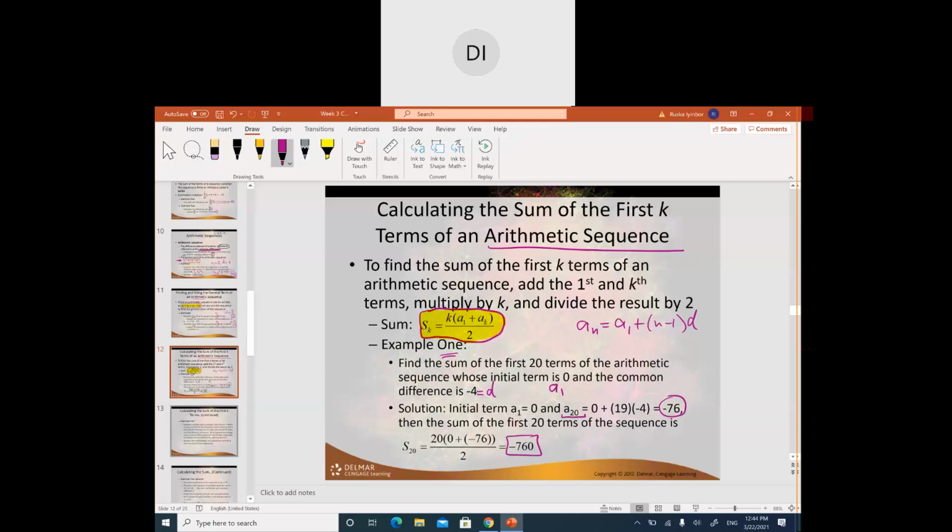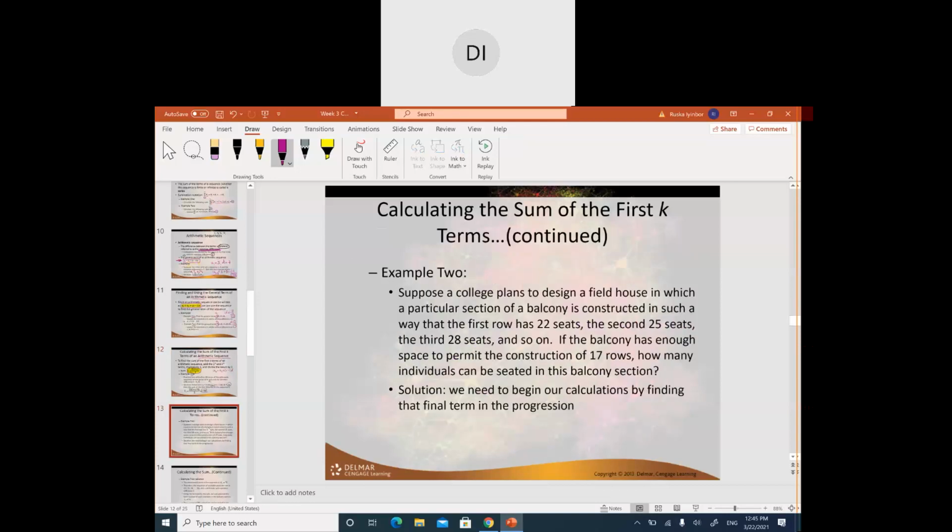Okay? Then, calculating the sum, we have another example here. And this is an actual question, which is kind of an application where you can use the sum of the first k terms. Suppose a college plans to design a field house in which a particular section of a balcony is constructed in such a way that the first row has 22 seats. So this is the first number, like a sequence, 22.